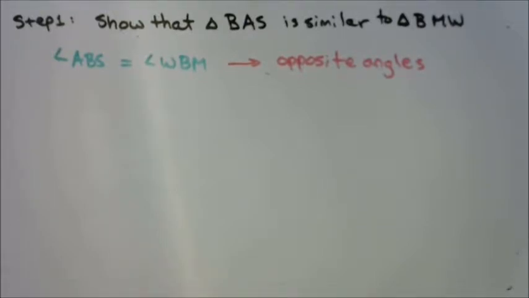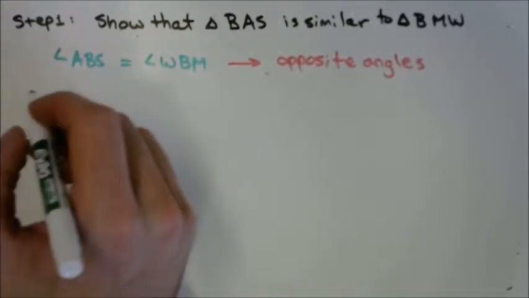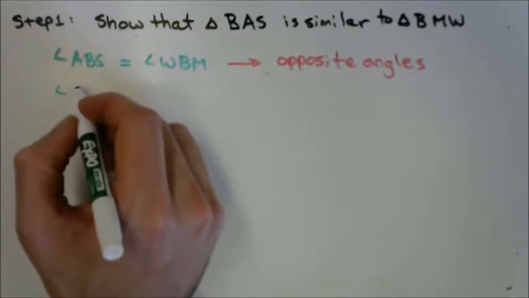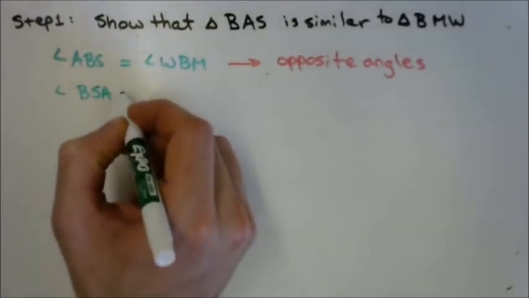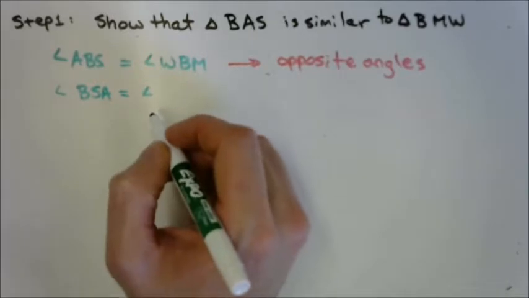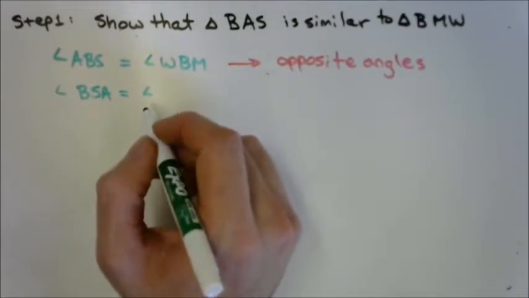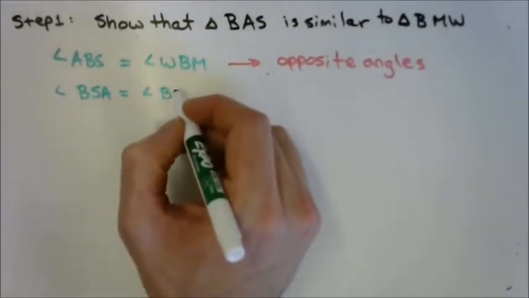Anything else? What about S and M? Can we say that they're both right angles? Because one of them is right, and the other one looks wrong. Oh, because they have the parallel things. Because they're parallel, okay? Because WM is parallel to SA, we can say that. So the next thing we can talk about is angle BSA. BSA is equal to angle BMW.